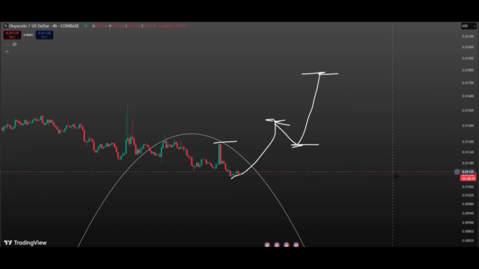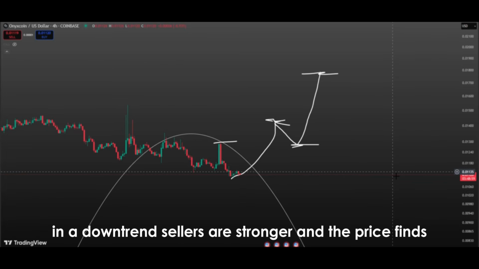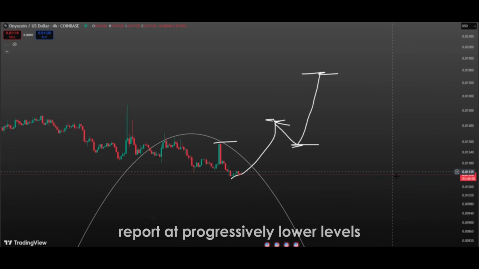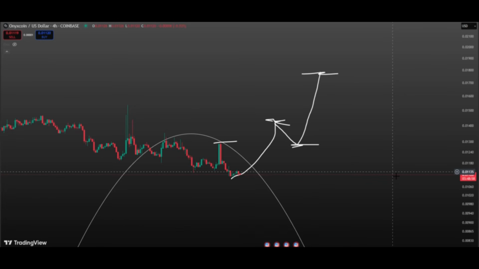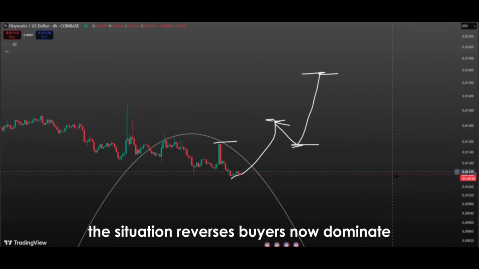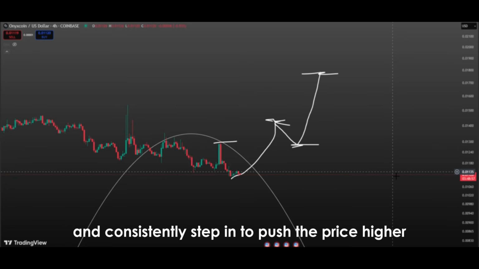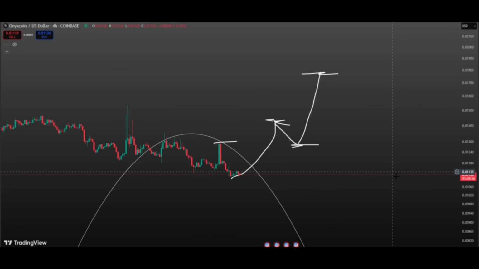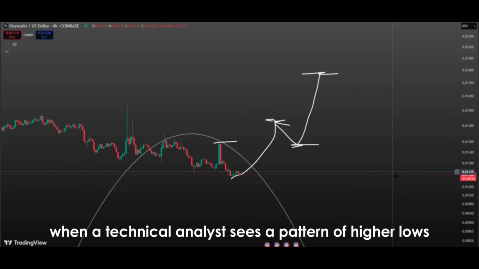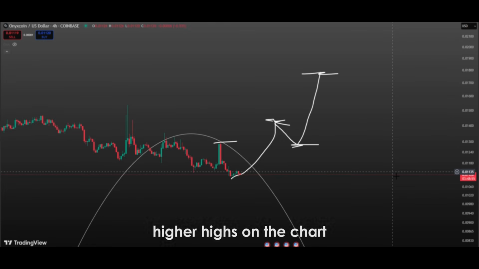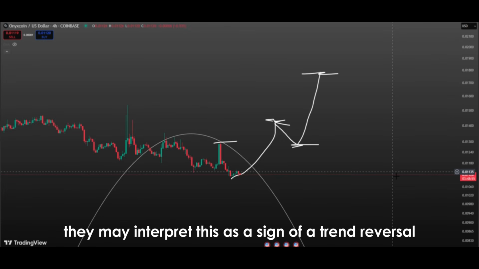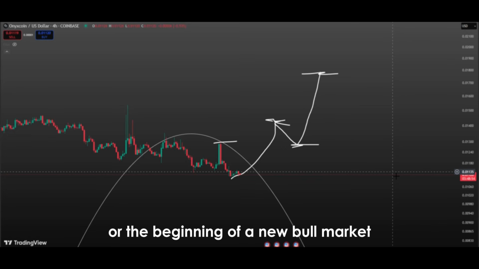In fact, the appearance of these structures shows that the supply-demand balance has shifted in favor of the buyers. In a downtrend, sellers are stronger and the price finds support at progressively lower levels. However, in an uptrend, the situation reverses. Buyers now dominate and consistently step in to push the price higher. Therefore, when a technical analyst sees a pattern of higher lows and higher highs on the chart, they may interpret this as a sign of a trend reversal or the beginning of a new bull market.